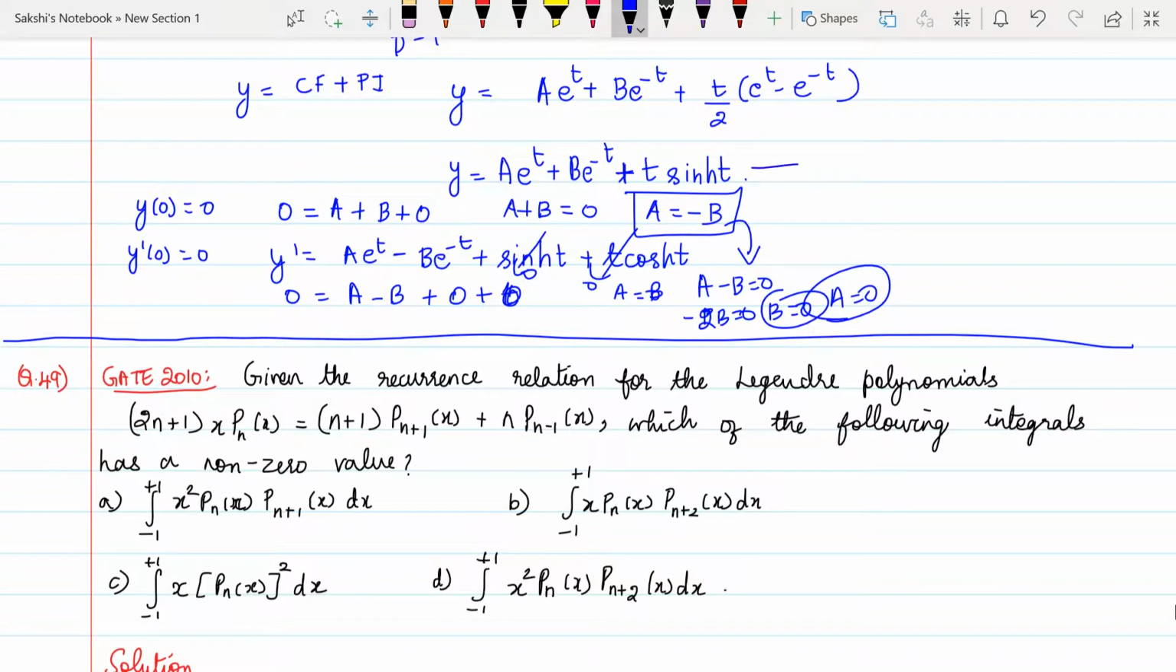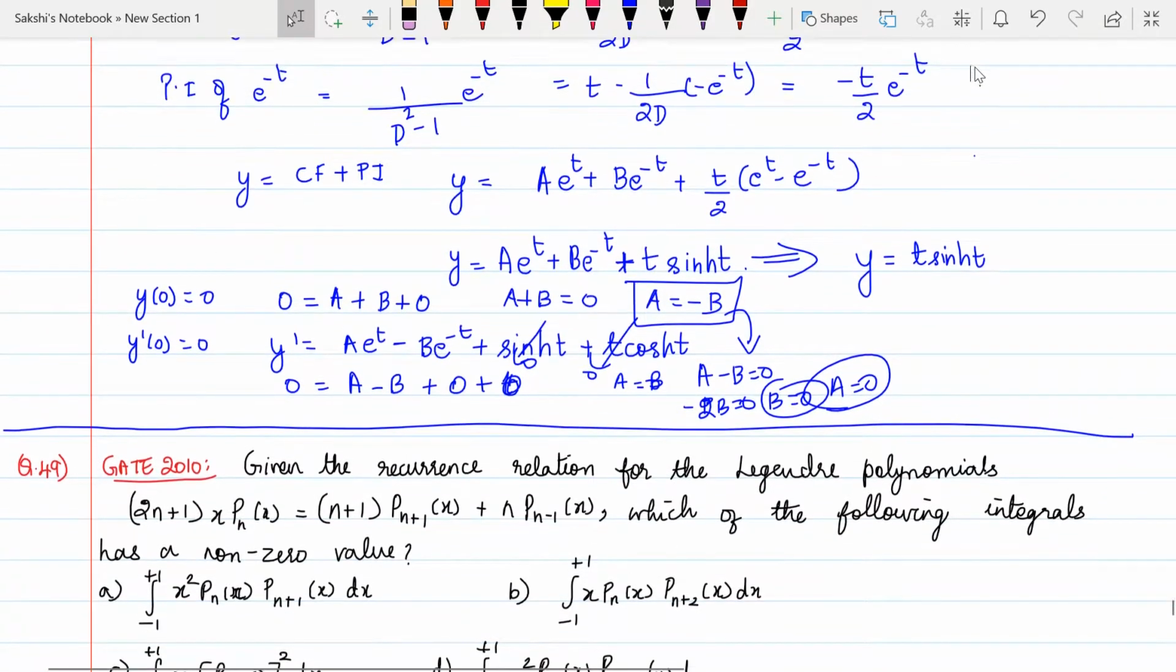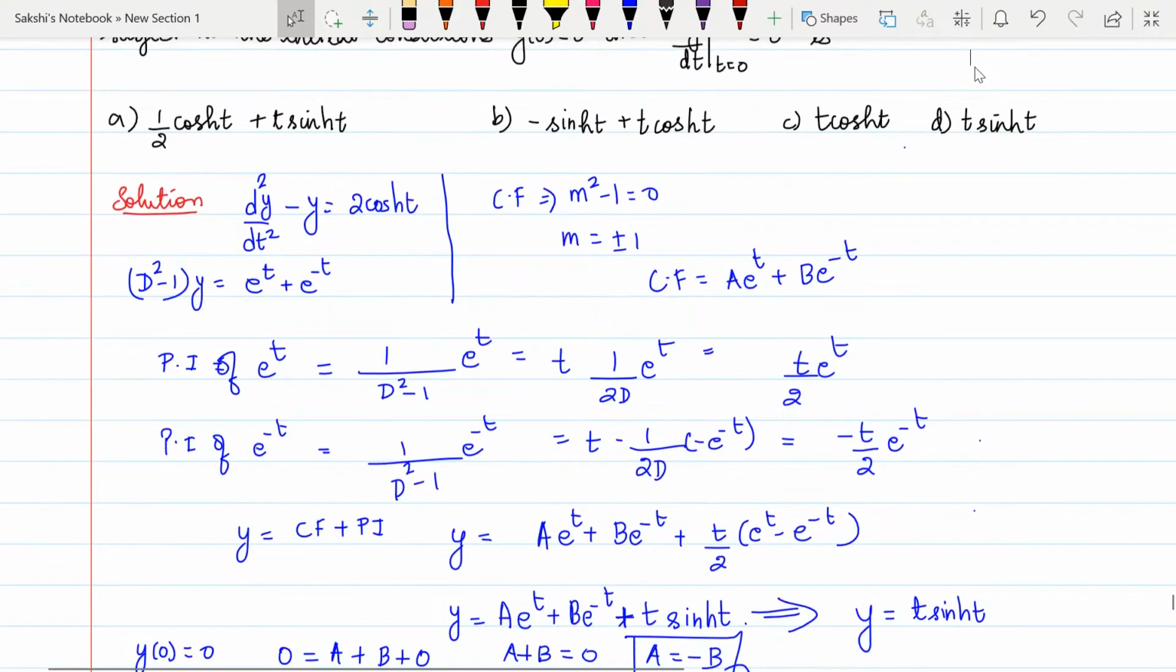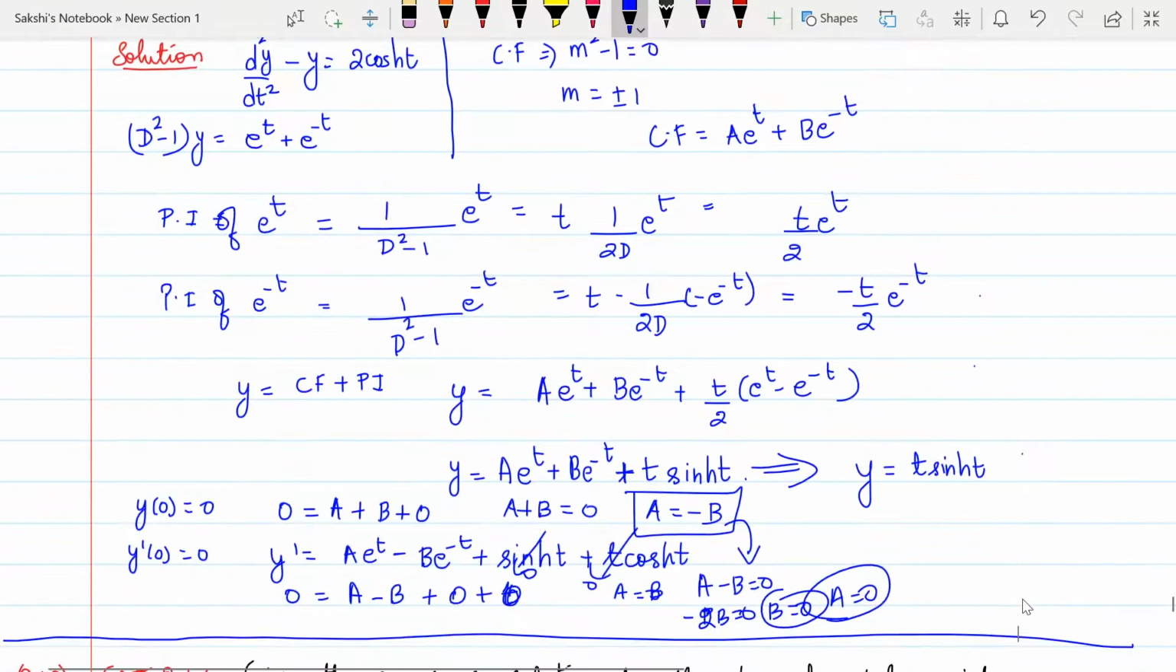Therefore, your final answer, after substituting the initial conditions and finding the constants, is y is equal to t sinh t. So this is nothing but option D. t sinh t is the option D. So I hope you get this solution. You can try this out by yourself.